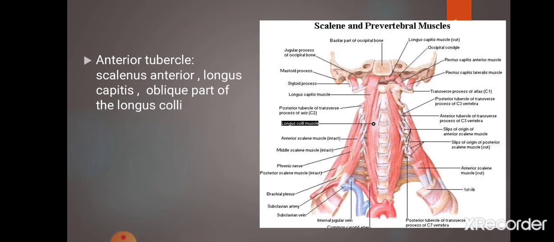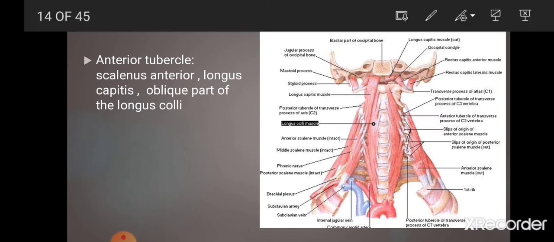Then the anterior tubercle gives attachment to scalenus anterior, longus capitis, and the oblique part of longus colli. These muscles are highlighted in this diagram. This is the longus colli. Then the scalenus anterior is on the anterior aspect of the neck. This is scalenus medius. This is scalenus anterior. So these are the muscles of the neck which arise from the anterior tubercles of the typical cervical vertebrae.